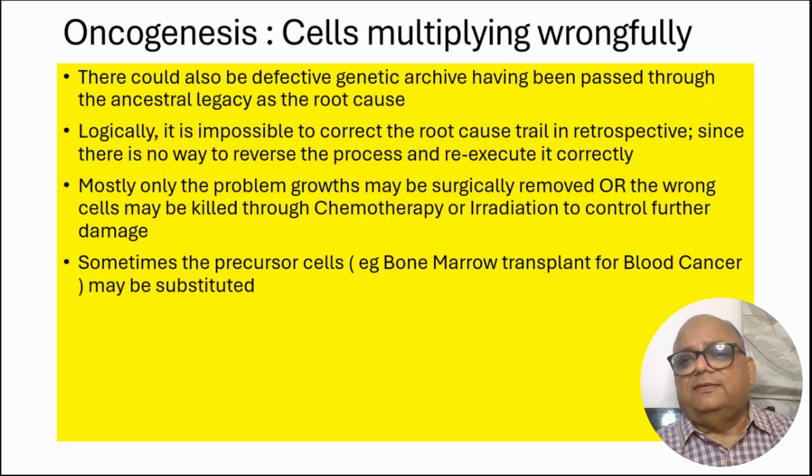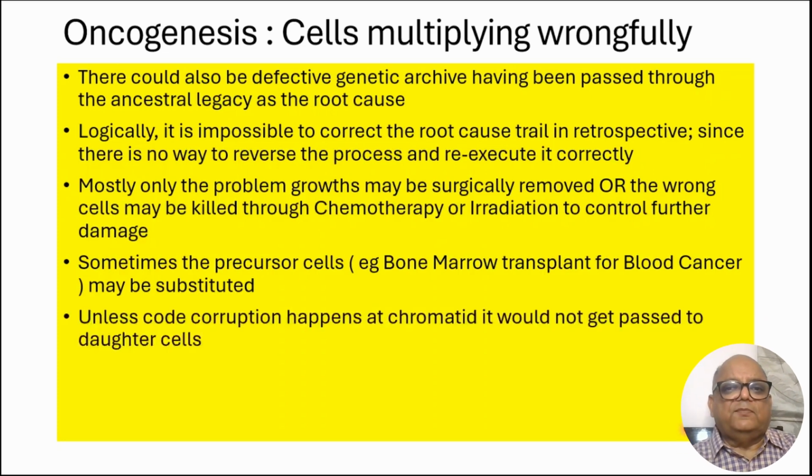Sometimes the precursor cells, one level back, are treated, like a bone marrow transplant attempted for blood cancer, etc. Sometimes such things may give results, but if it is several generations upstream, then it is difficult. And unless code corruption happens at the chromatid, it may not get passed to the daughter cell. That's what we said already. So something that is there in the cytoplasm only, at best, can work like a virus and synthesize some wrong protein in that cell.